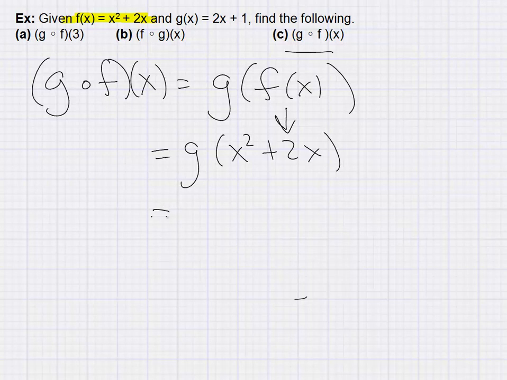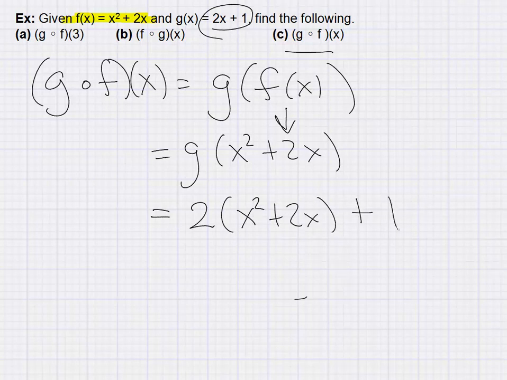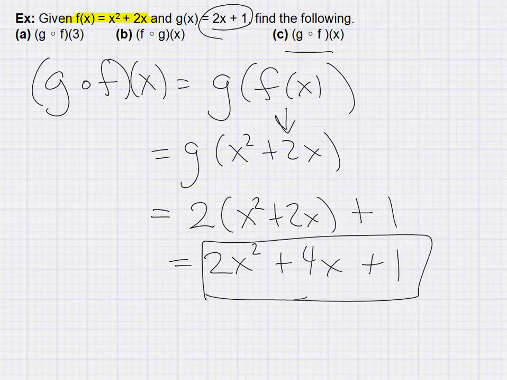So if I plug f into g, when I plug anything into g, I multiply that by 2, and then I add 1. So what do I get? 2x squared plus 4x plus 1. This is not what we just got a second ago.